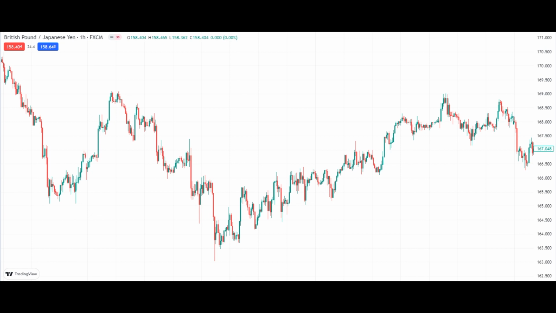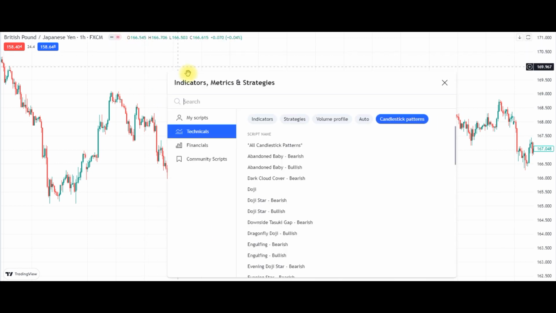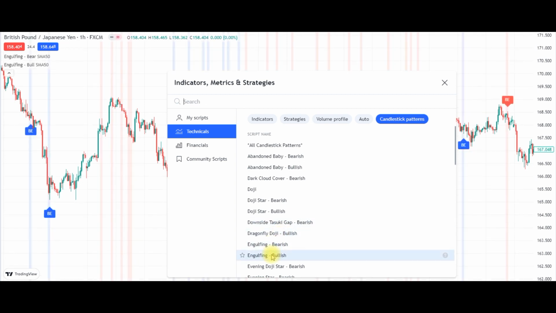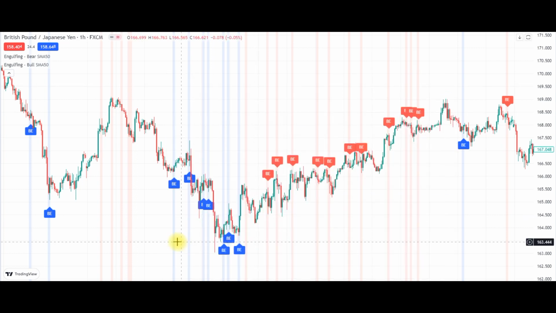So first let's have a look at this chart and you will see how easily you can find the patterns in this chart if you use TradingView. On the upside there's a button called Indicators, and there you can find candlestick patterns, and then you can say, okay, show me engulfing bearish pattern or engulfing bullish pattern. We will check both for now and have a look. And as you see, there are lots of bullish and bearish engulfing patterns in this chart.